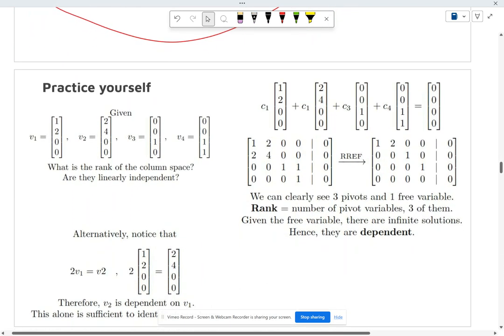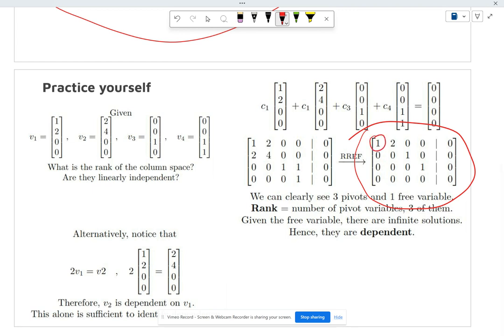So in this case, once I've reached the reduced row echelon form, you notice you have 1, 2, 3. So these are all leading pivot variables. That means the rank is equal to 3. And because you have one free variable, that means there's a non-trivial solution. So actually, maybe the easier way is to just reduce to the reduced row echelon form, and if there's any free variable, then it's going to be dependent. That's actually not a bad rule. Anyways, let's move on.